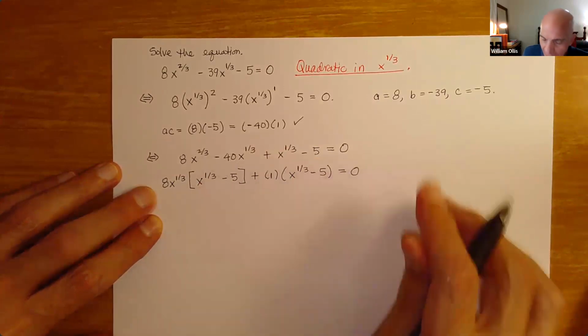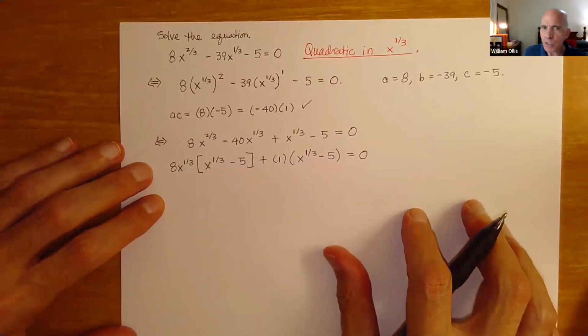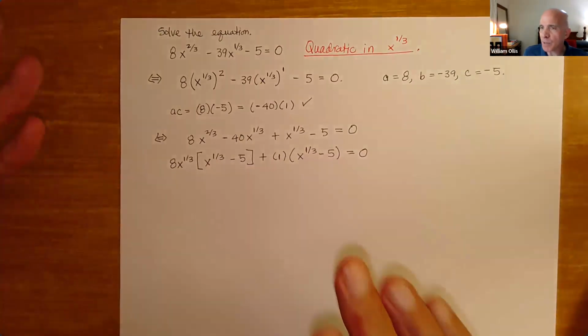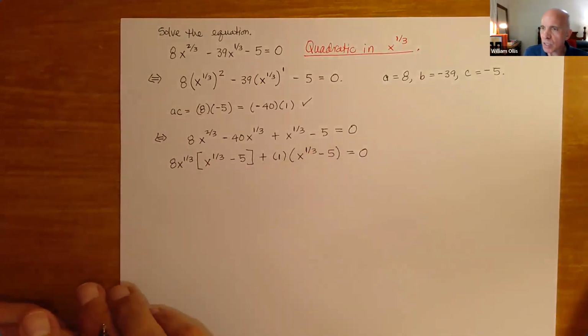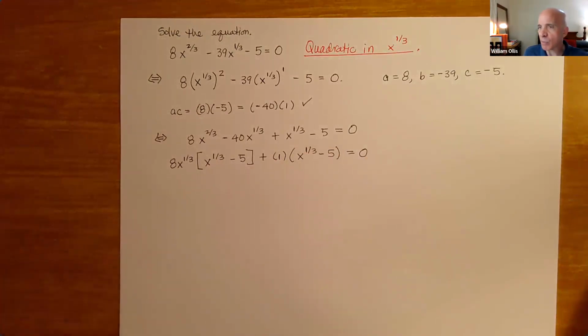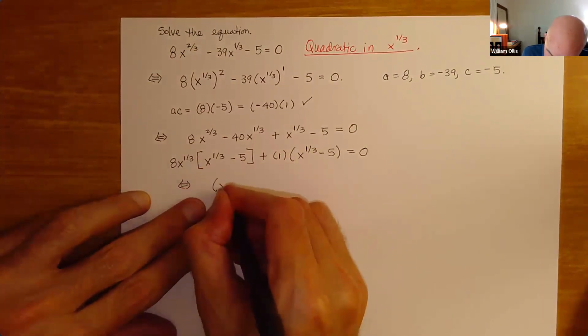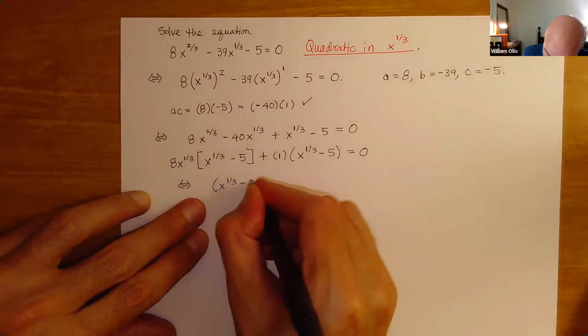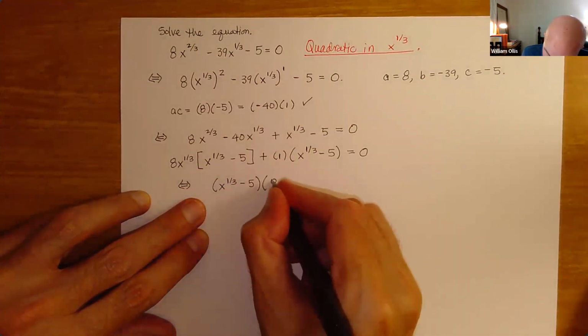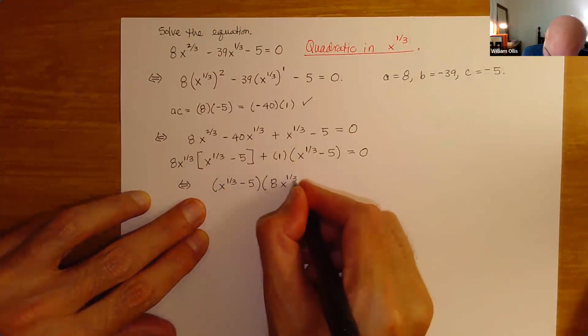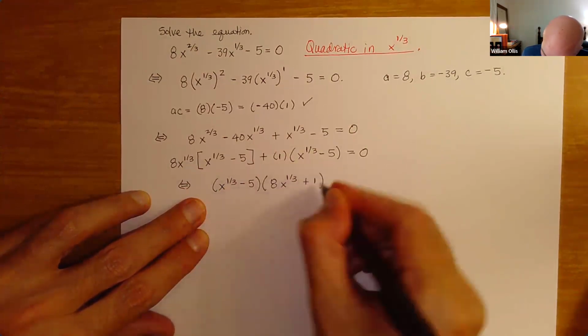So you don't necessarily have to make a substitution here. Substitutions are good when they actually help with the logic, but if you make a substitution, then it really does cloud the work, and then you've got to back substitute, and that is a complication that you don't need. Just go ahead and read the problem for what it is, and I think you'll find that to be very straightforward. And now, of course, the last step here is that we have x to the 1/3 minus 5 times 8x to the 1/3 plus 1 equals 0.